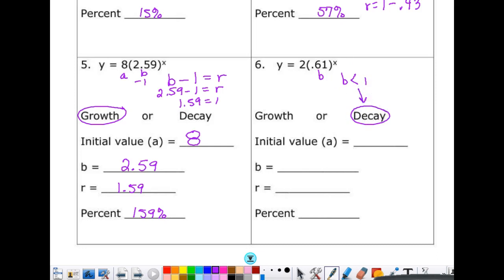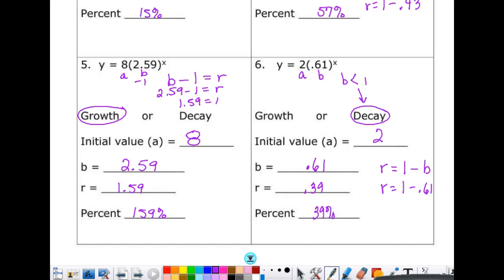Okie doke. What's our initial value? 2. There's the A right there. It's 2. Okay, the B is, you just write what's in parentheses. Okay, when it's decay though, your R is 1 minus the B. So your R is 1 minus 0.61. Again, think in your head, 100 minus 61 is 39. So 0.39, 39%.